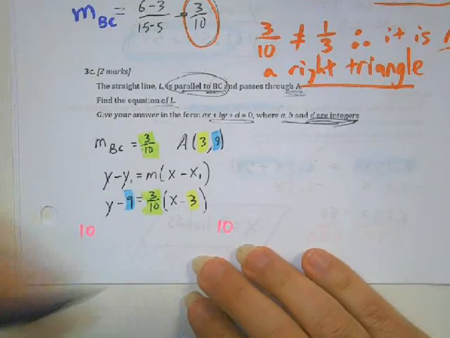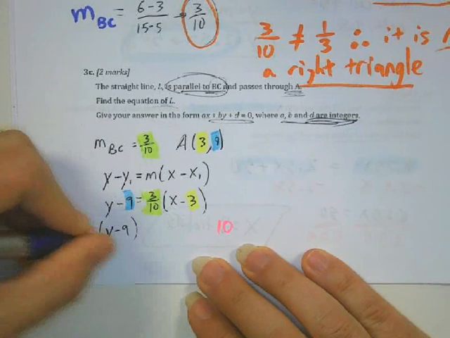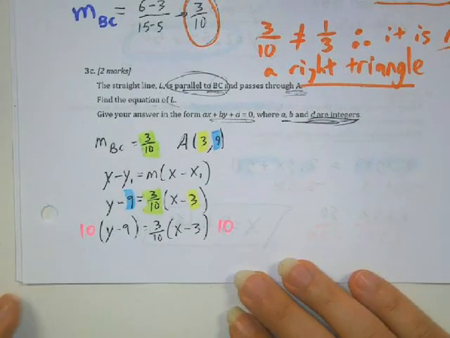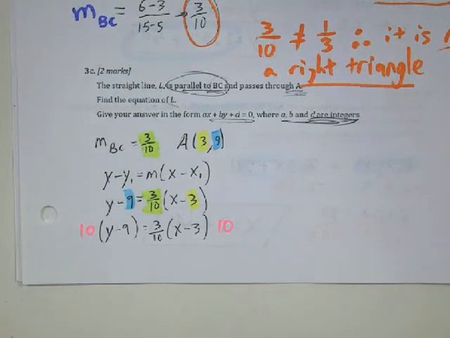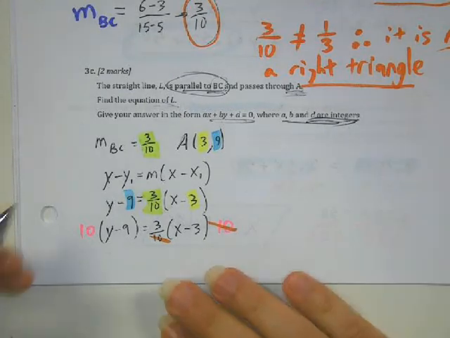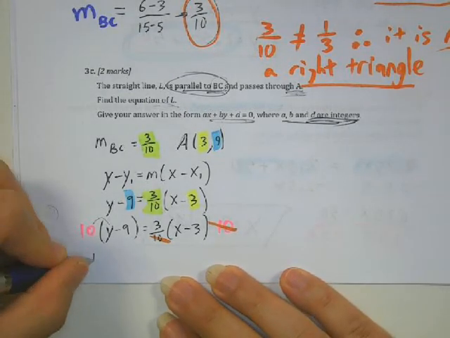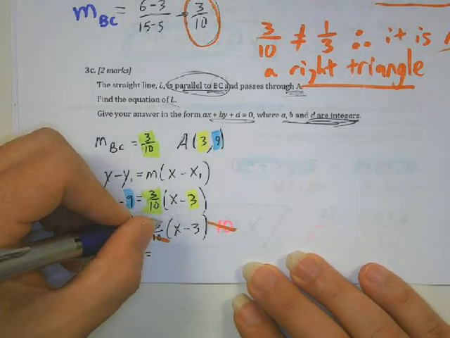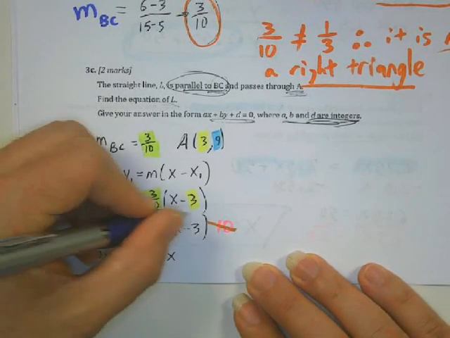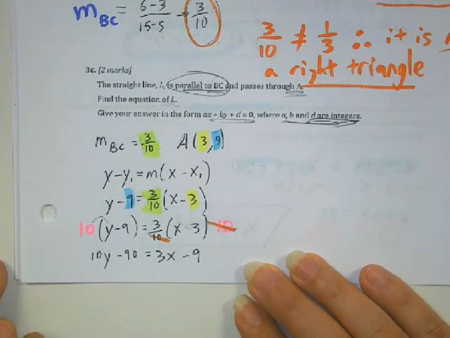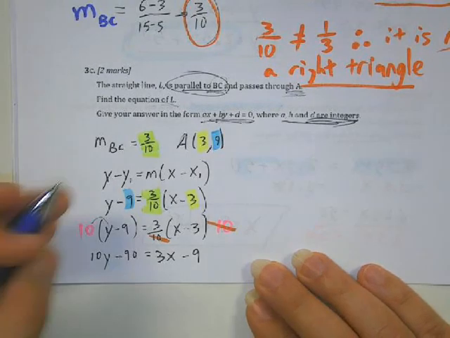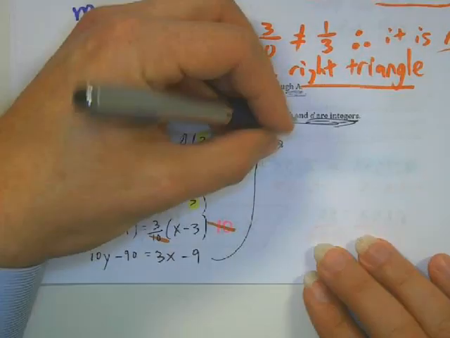So we have y minus 9 equals 3 over 10 times x minus 3. I'm multiplying both sides by 10, and the reason I'm doing that is to make this denominator go away, and now we're going to have only integers. So now I have 10 times y gives me 10y. 10 times negative 9 is negative 90. And then I have 3 times x, which gives me 3x, and 3 times negative 3, which is negative 9. And we're trying to make it in this form here, where I have everything on one side of the equal sign.